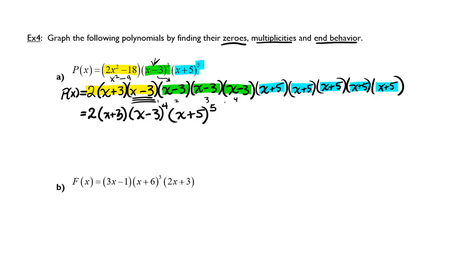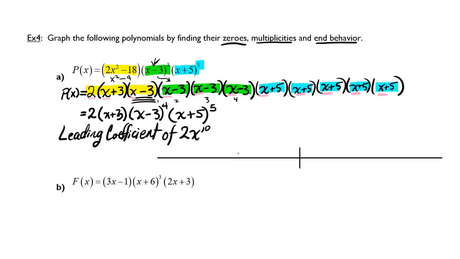If I were to look at the leading coefficient for this polynomial p of x, all I have to do is multiply the constant 2 by x times x times x, and so on. How many of those were there? Well, we have a leading coefficient of 2 times x to the 10th. Ta-da! Okay, that's our leading coefficient. We now can determine the end behavior. Our end behavior is a positive even degree.